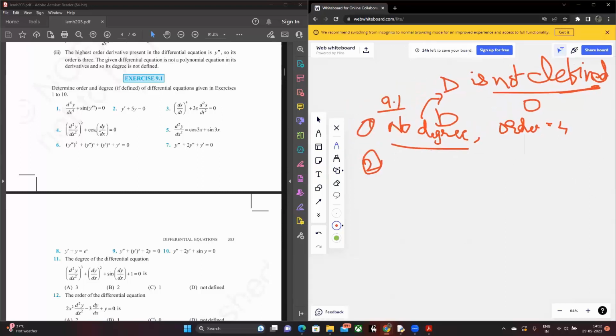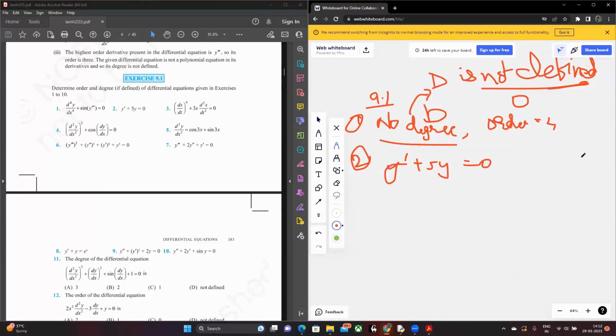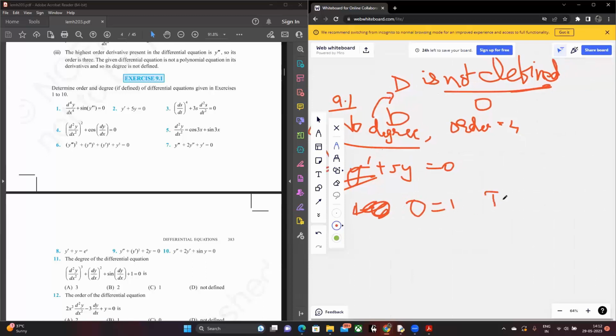Right? Number 2, again, number 2 is y dash plus 5y equals 0, right? y dash plus 5y, easy to see that it's a first order differential equation. Here O equals 1, and since the power of y is 1, y dash is 1, the degree is also 1, right?